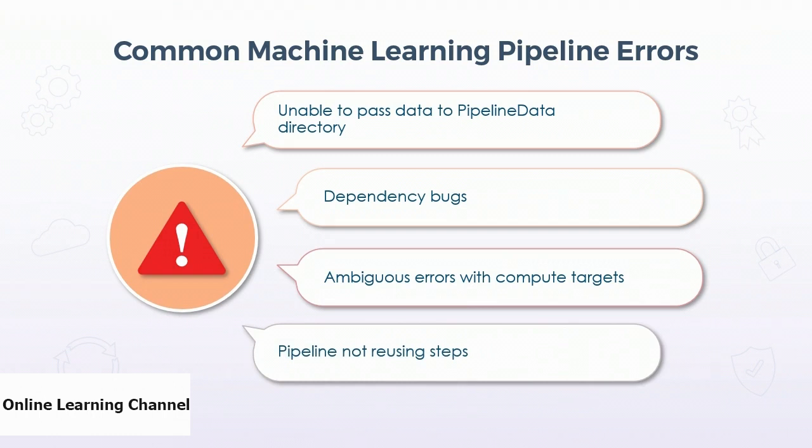Another common issue happens when pipelines don't reuse steps. Step reuse is something that's enabled by default, and that allows improved performance when you rerun a pipeline. But if step reuse is on, and one of the steps has its own version of that flag disabled, then you can end up in situations where you get abnormal behavior and reduced performance.